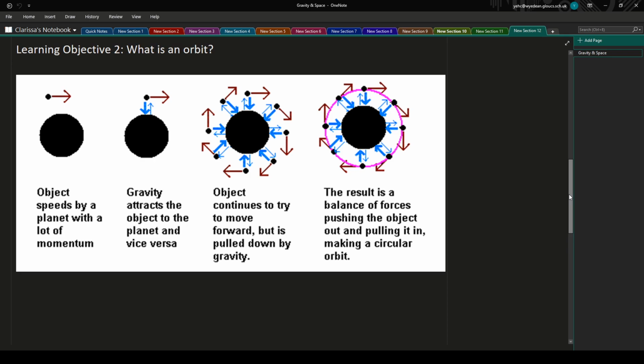If an object was just completely stationary, it would just get pulled straight down. So let's say we had this object here. It's getting pulled down to Earth or to the sun via gravity, right? If it wasn't moving otherwise, then yes, it would just get pulled straight down until contact is made.